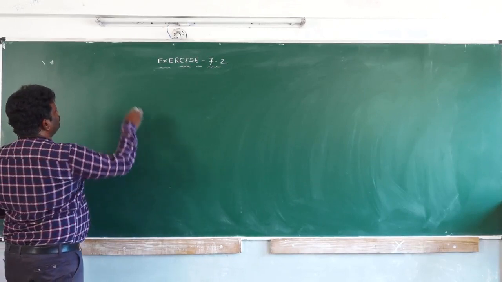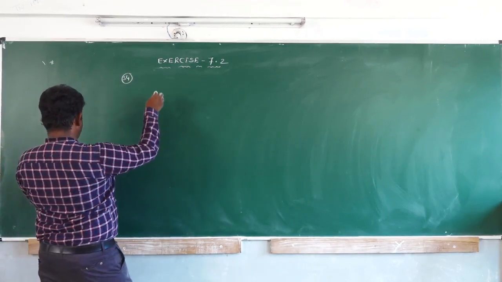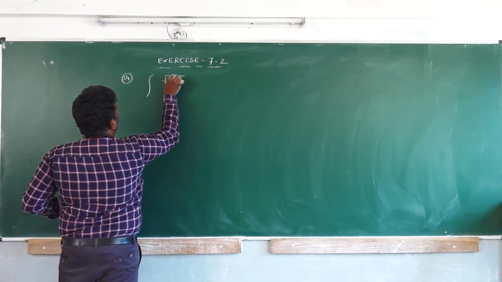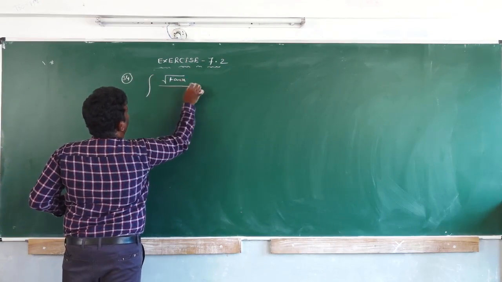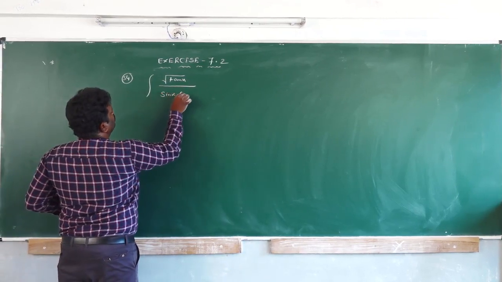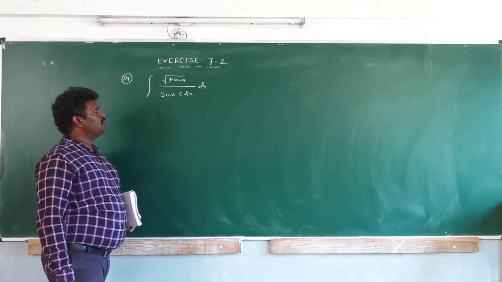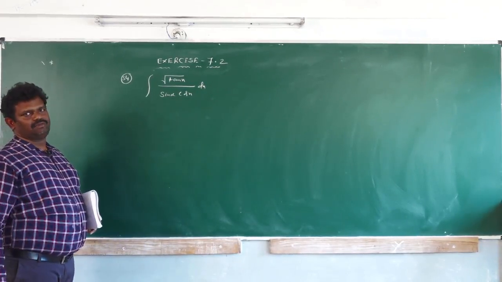Right, next, 34th bit: integral of root of tan x by sin x into cos x, dx. Here, simplification means just operating on the sin x into cos x value.